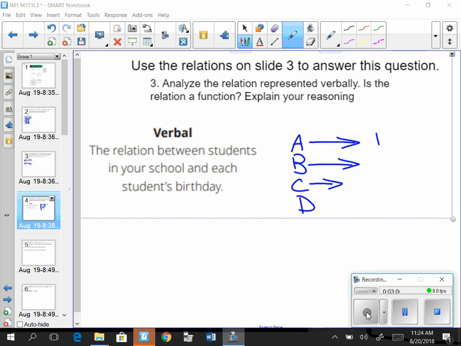Two people might have the same birthday. That's definitely possible. But that's still a function because every input has one output. It doesn't matter if 15 different people have a birthday on January 3rd. The important detail for a function is every input, so every student has one output. Every student has one birthday. If we magically had someone who was born on 2 different days, then we would say that this was not a function. But nobody was born on 2 different days, so this is a function.